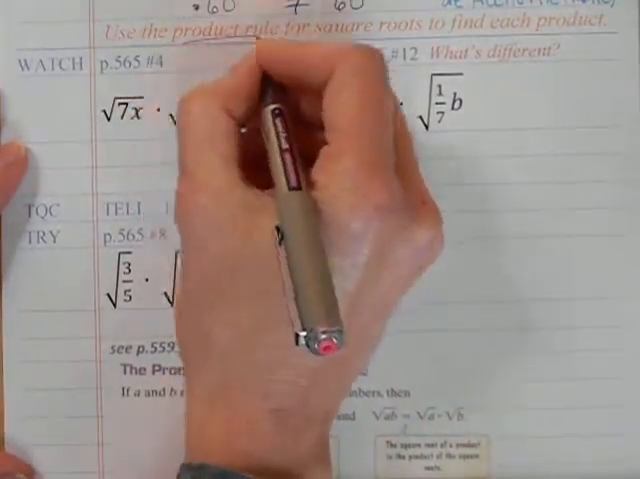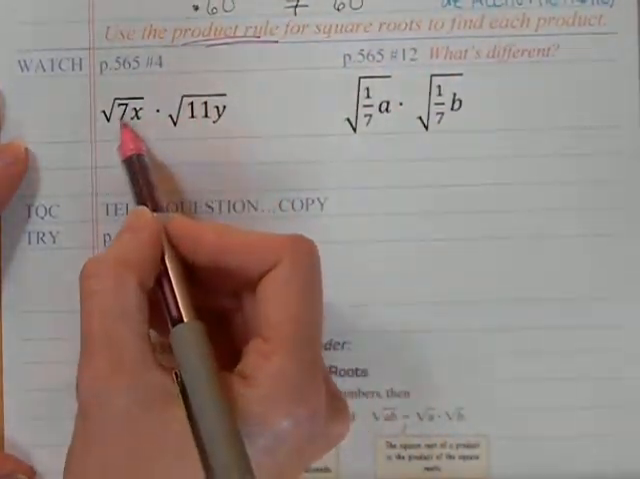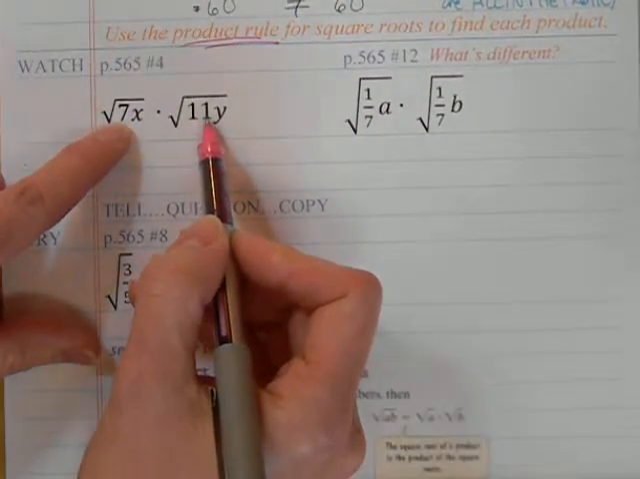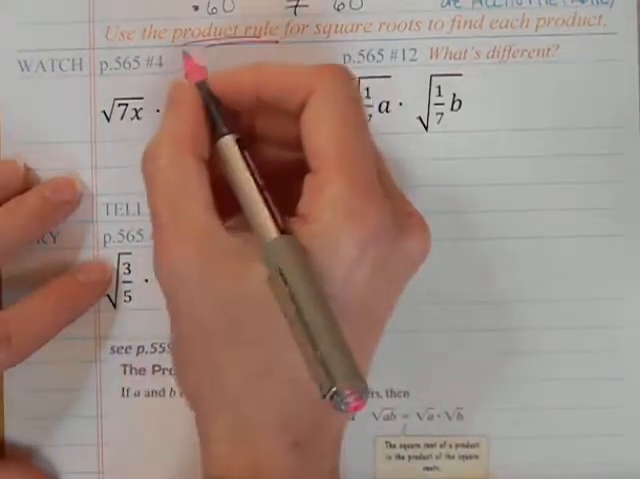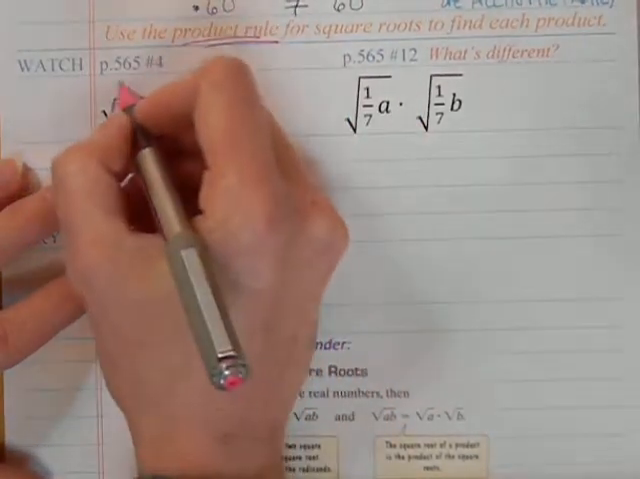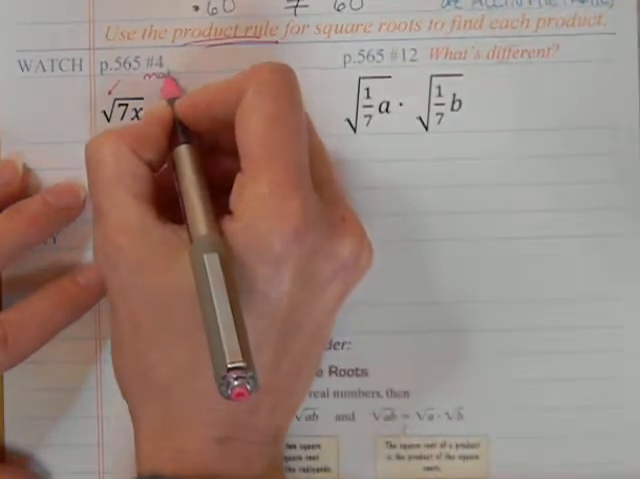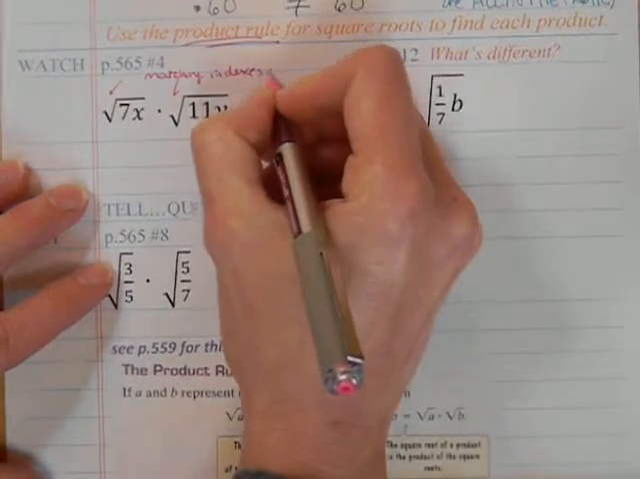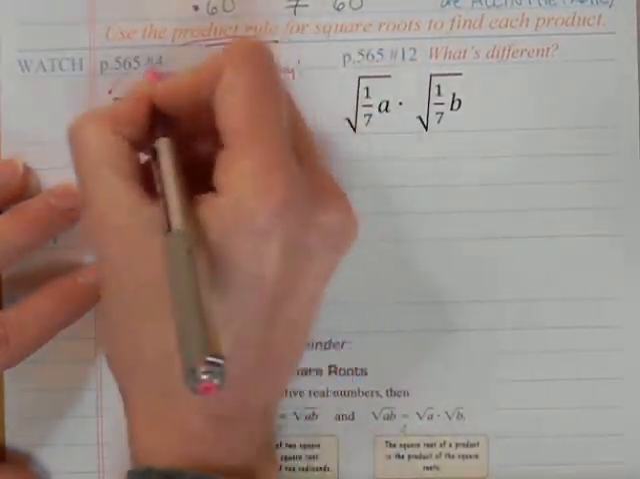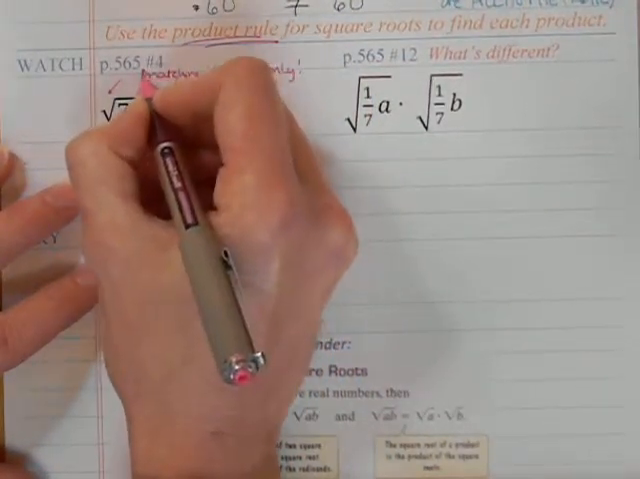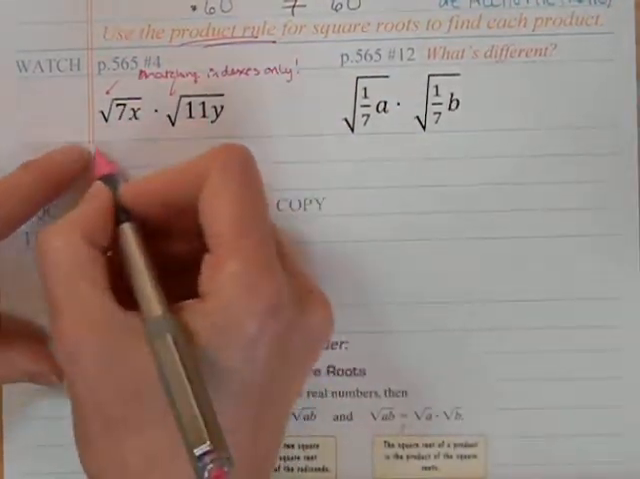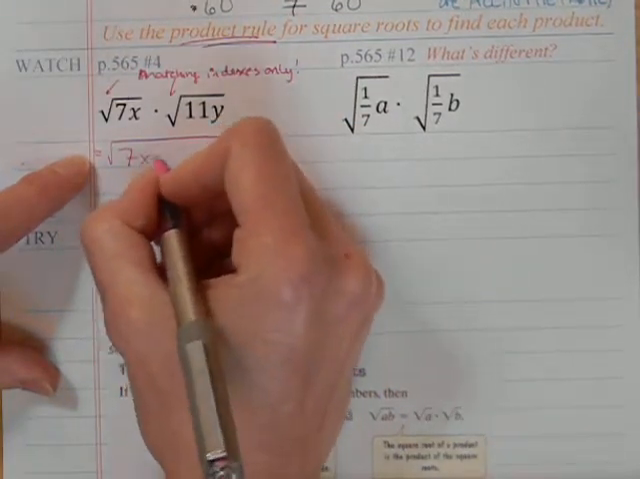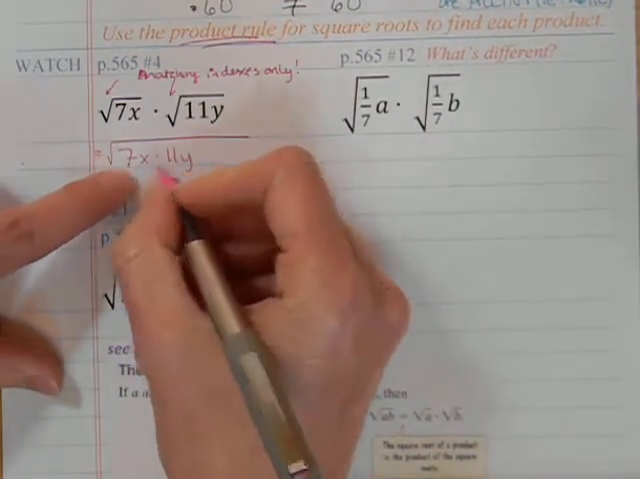And the product rule is just what we've been talking about, that you can have two radicals multiplied together and you can combine them under one radical. When you have a matching root or a matching index, this is when this works. So matching indexes only when you're doing this. The product rule says you can combine those underneath the same radical, 7x times 11y.